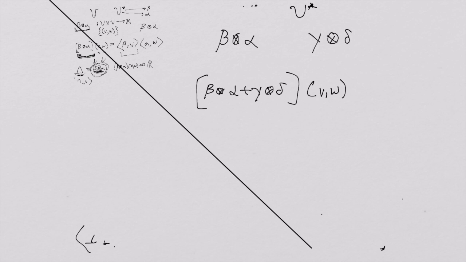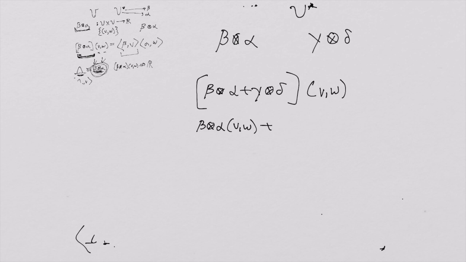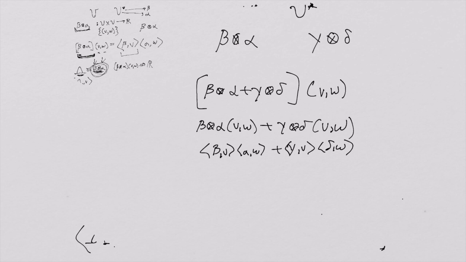I want it to be beta tensor product alpha V W plus gamma tensor product delta V W. And that, of course, is going to be beta V alpha W plus gamma V delta W, just like that. And if I throw a little a and a little b, two real numbers in there, that would fall down to here and to here and to here and to here, and that proves that it's linear.